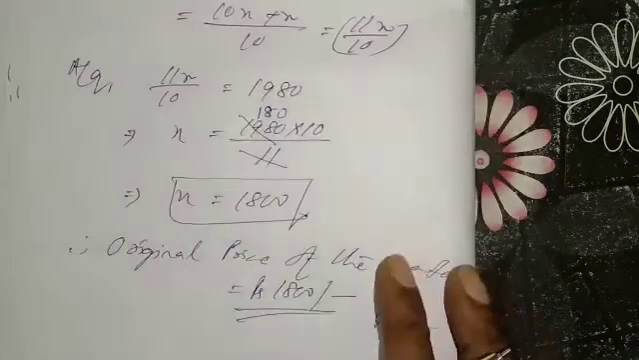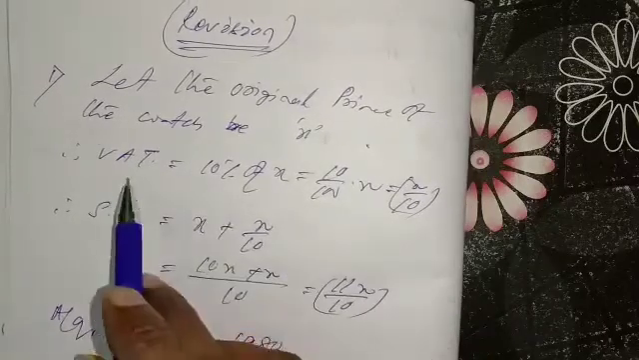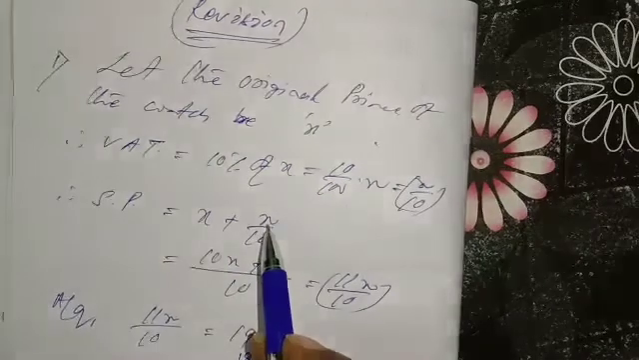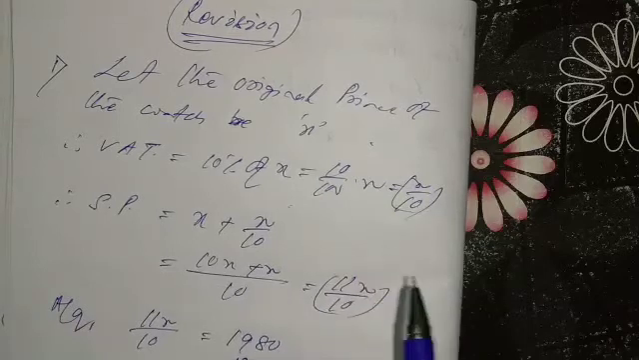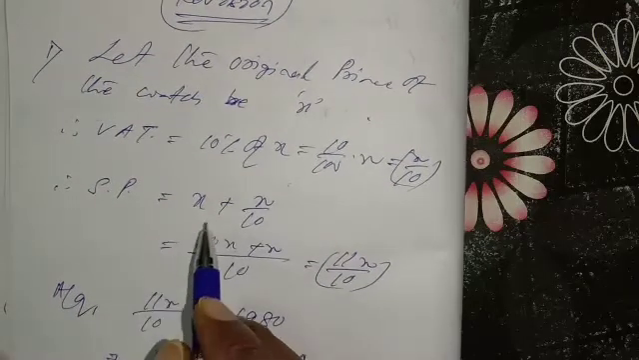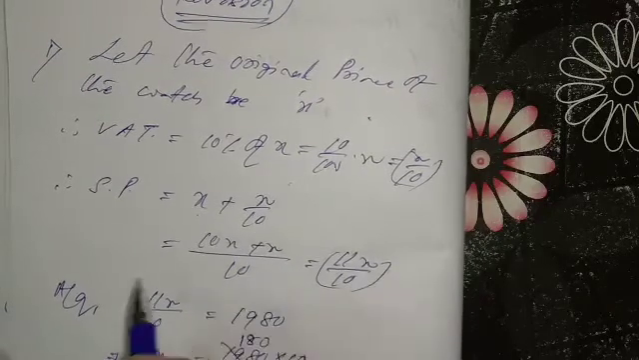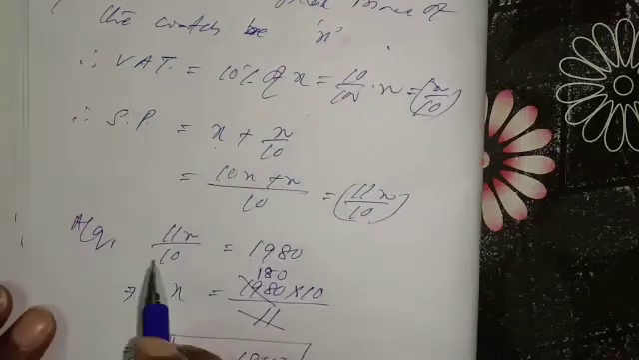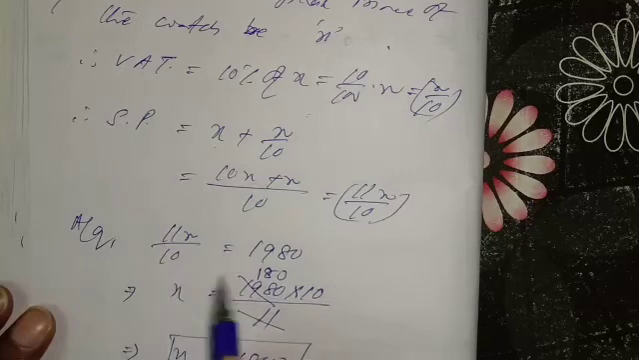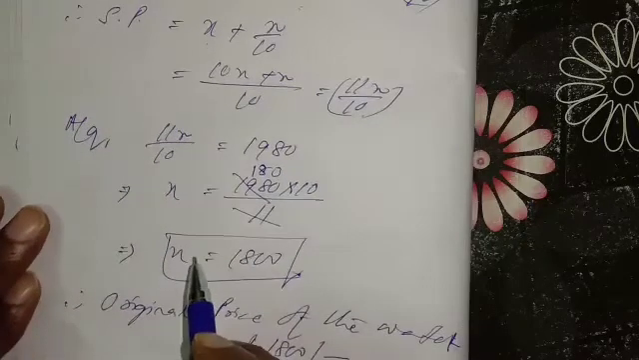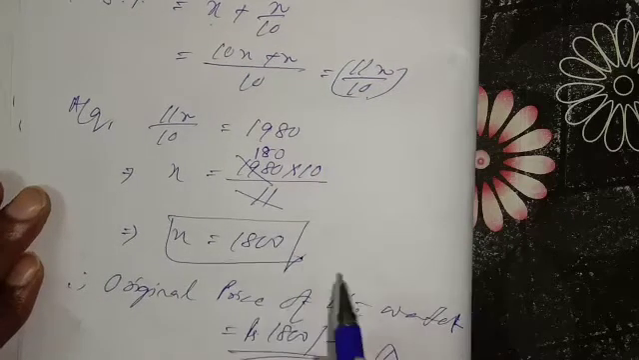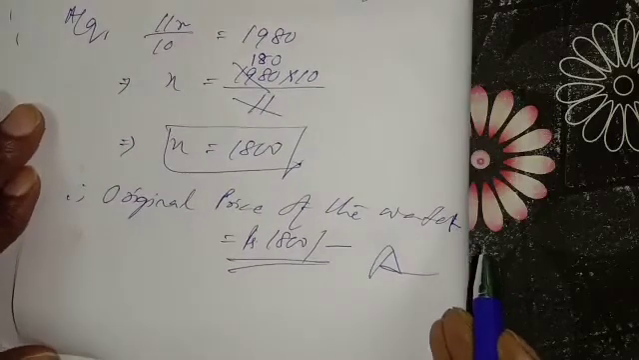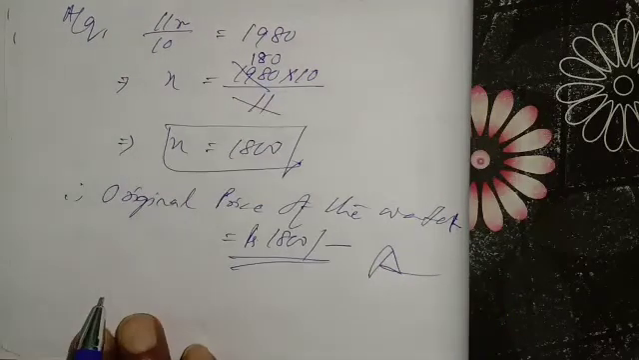So let us consider the original price of the watch be X. Let me explain again. The VAT is equal to 10% of X. 10% of X, 10 by 100 into X, so 0 cancels, 1 by 10 into X, X by 10. The selling price or purchase price will be original price plus VAT. It is coming 11X by 10. As per the question, 11X by 10 is equal to 1980. Now solve for X. X is coming 1800. That means the original price of the watch is equal to 1800. Let us go to the next question.